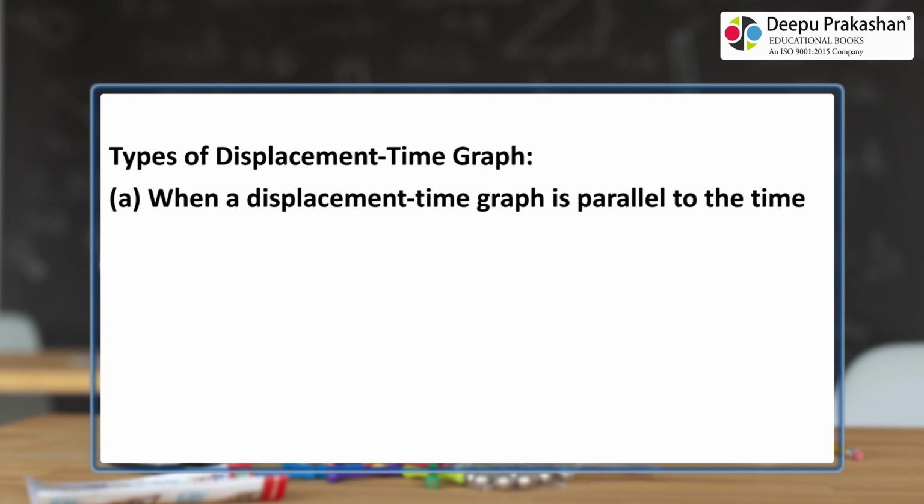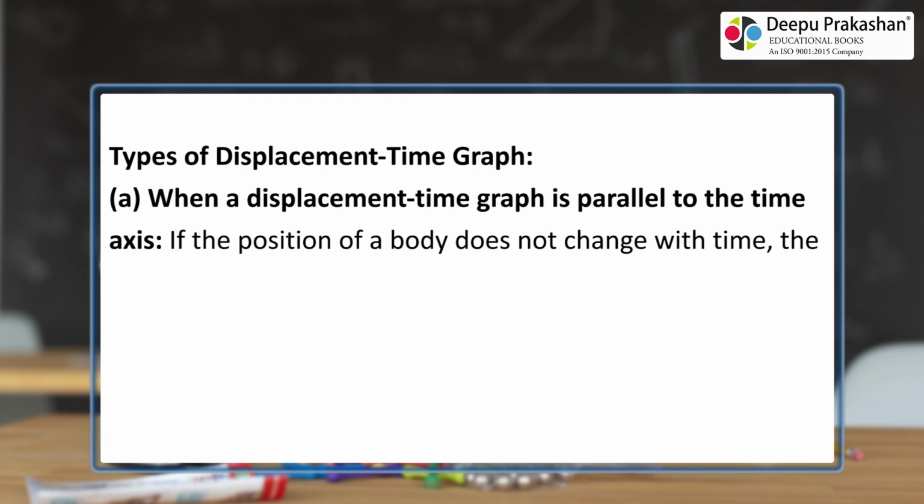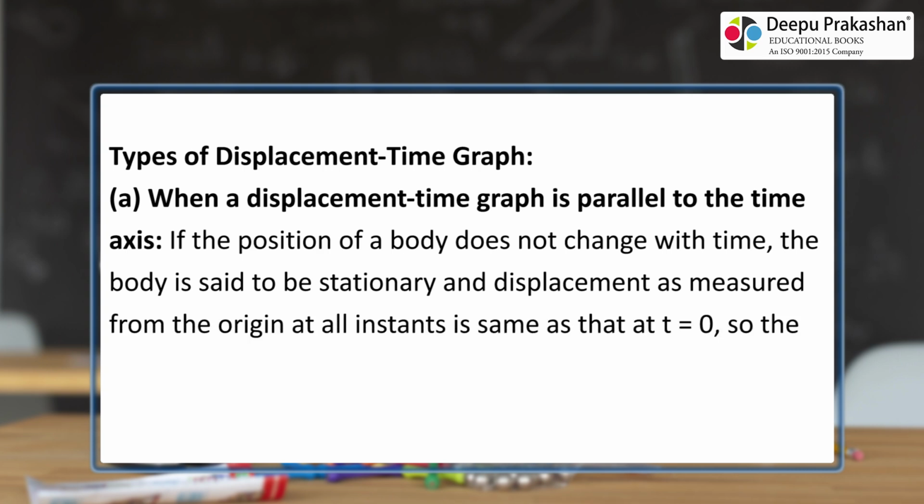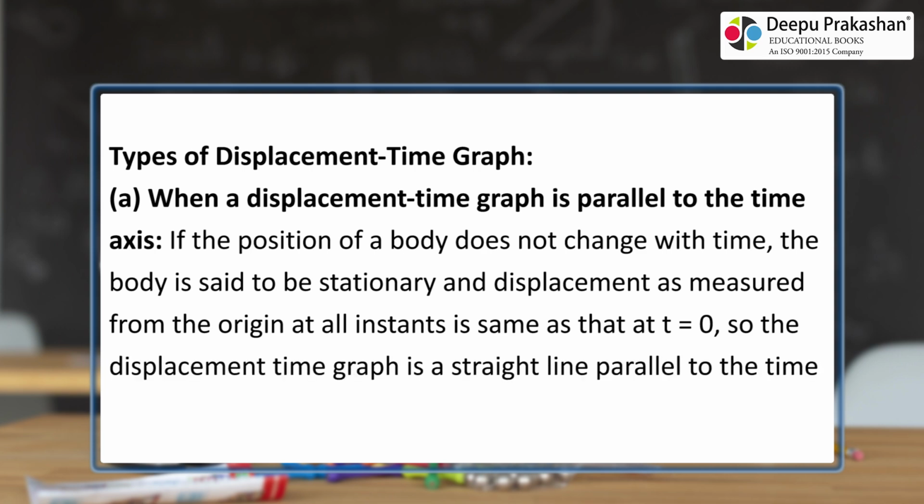When a displacement-time graph is parallel to the time axis. If the position of a body does not change with time, the body is said to be stationary, and displacement as measured from the origin at all instants is the same as that at t equals 0, so the displacement-time graph is a straight line parallel to the time axis.